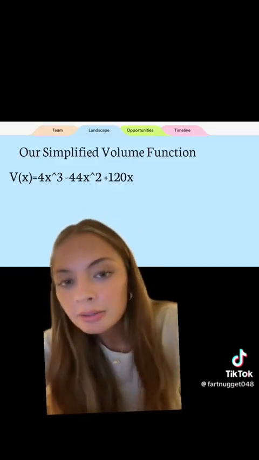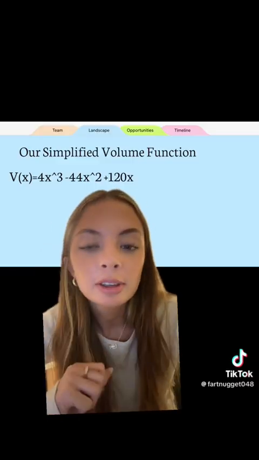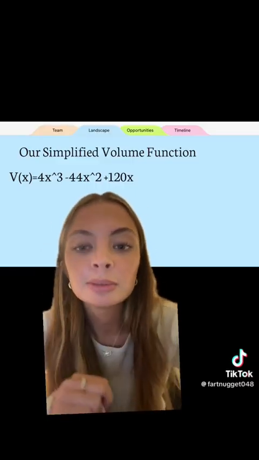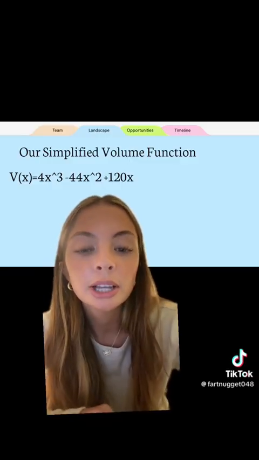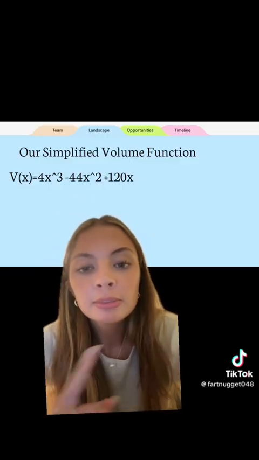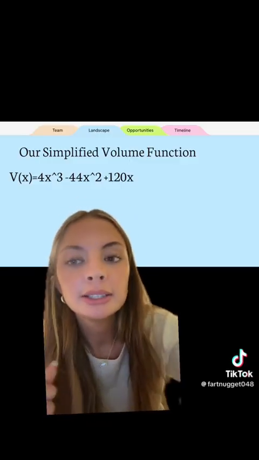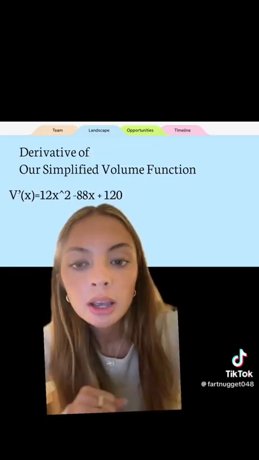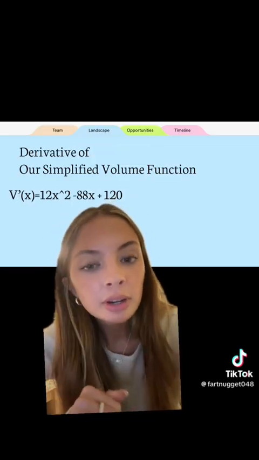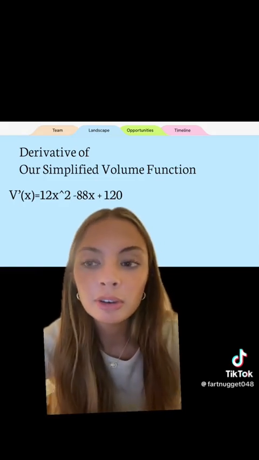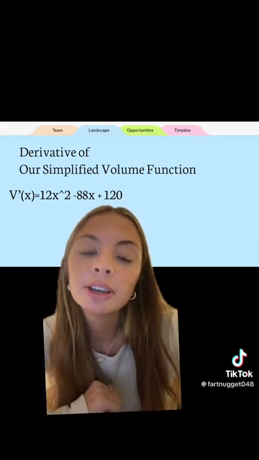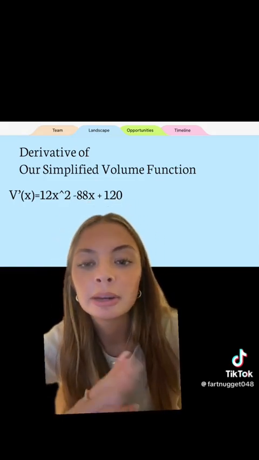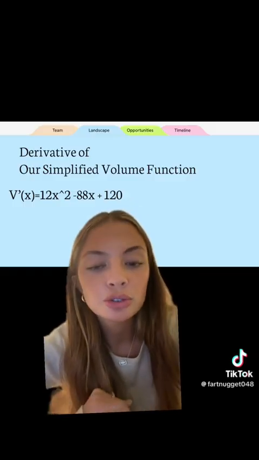Our simplified volume function after multiplying everything out is 4x cubed minus 44x squared plus 120x. Simplifying this volume function makes it easier to differentiate when we expand the expression. Now we're going to take the derivative of our simplified volume function, and that derivative is 12x squared minus 88x plus 120.